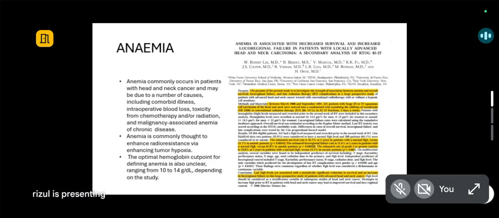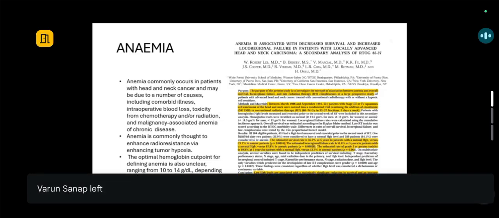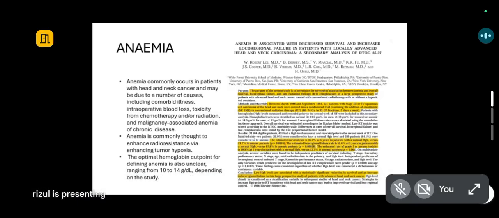So there was one paper by Lee et al. that shows how anemia is associated with decreased survival and increased locoregional failure in patients with locally advanced head and neck cancers.